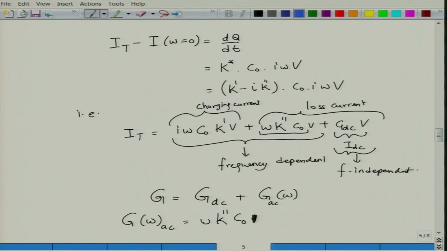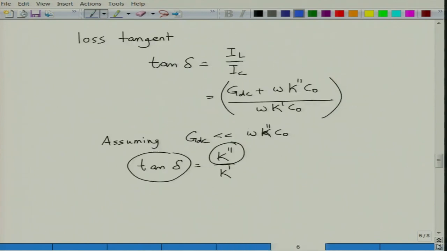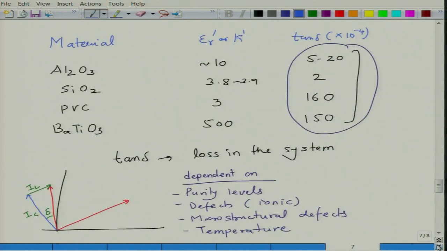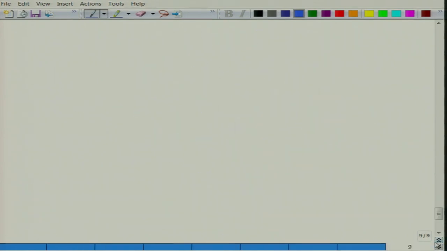So this is what we worked out in terms of tan delta. So tan delta is the ratio of loss current to charging current. And if, let's say, the ohmic part is smaller as compared to the frequency dependent part, then we can consider tan delta to be equal to kappa double prime over kappa prime, or you can say epsilon r double prime divided by epsilon r prime.